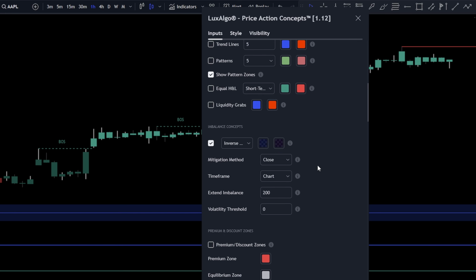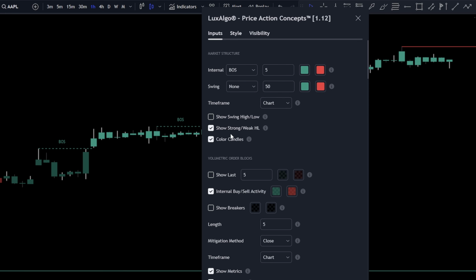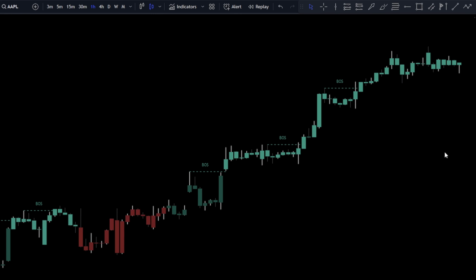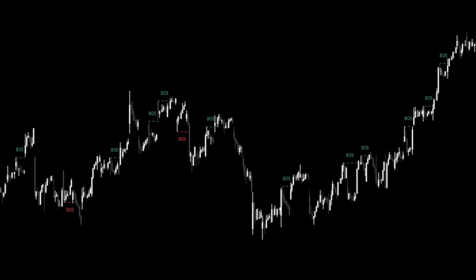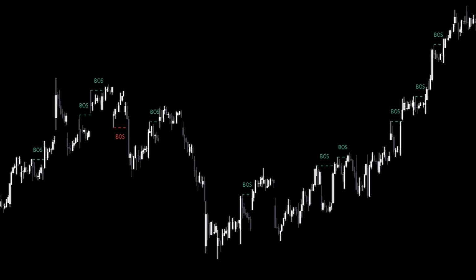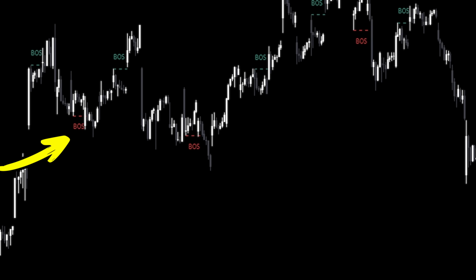Before we dive into the trading rules, let's first explore the logic behind the built-in tools we're going to use for today's strategy. And let's start with the BOS labels. A break of structure, or BOS, is a trend continuation label. It appears when the price breaks a prior swing high during an uptrend, forming a new higher high, or breaks a prior swing low during a downtrend, forming a new lower low.